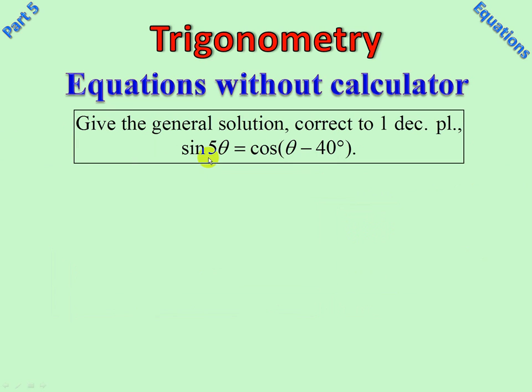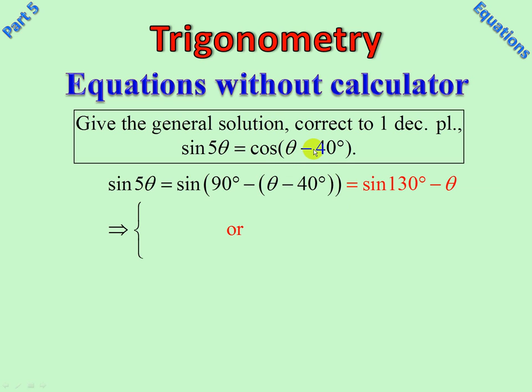Sine of 5 theta equals cos of theta minus 40. It looks terrible. But all we do, we could convert that to sine or that to cos. There we are. Cos of theta minus 40 is the same as sine of 90 minus theta minus 40, and that simplifies to 130 degrees minus theta. So we have sine of 5 theta equals sine of 130 degrees minus theta.